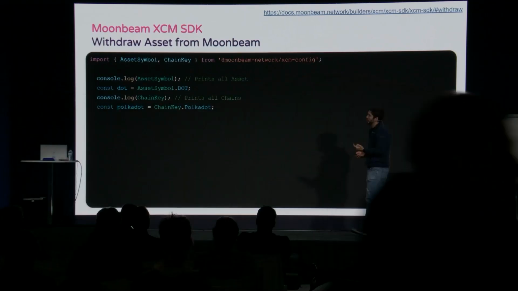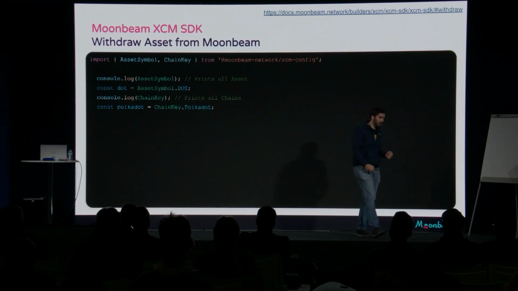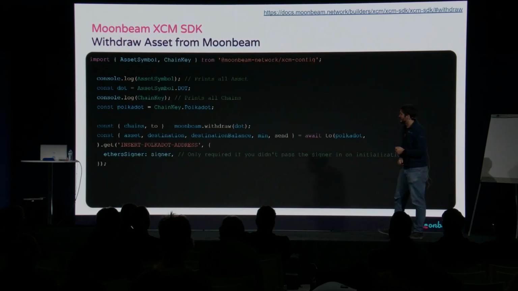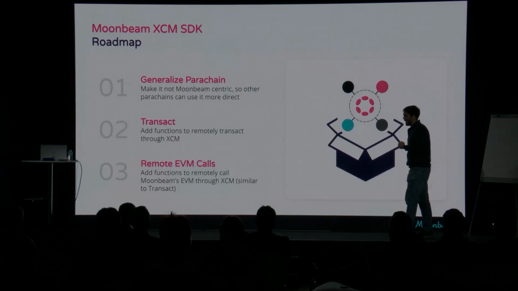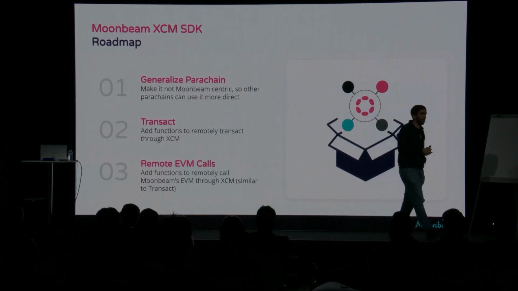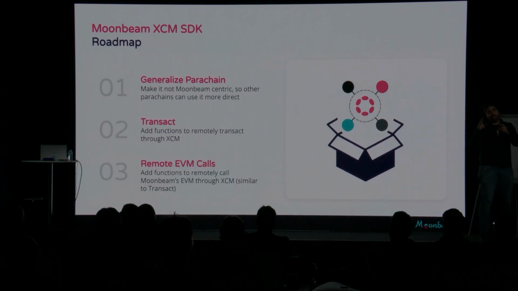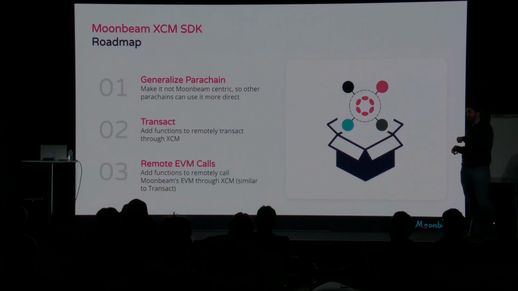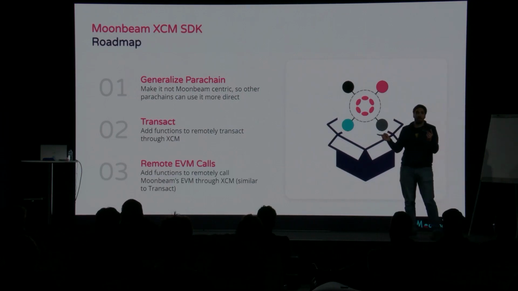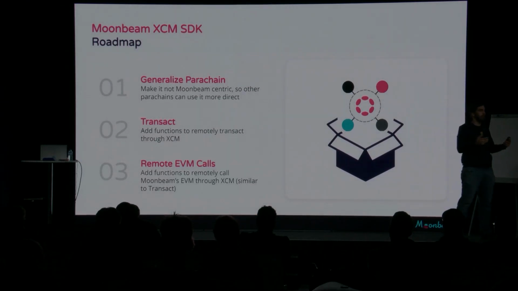I'm not going to go through the example of withdrawals, but it's very, very similar, and it's on the slides if you want to check it out later. But the SDK does have a lot of limitations that we hope we can work through. For example, it is very Moonbeam specific. If you're a parachain interacting with Moonbeam, you can use it, but it doesn't work for two parachains that are not Moonbeam. We understand that this is a limitation because the idea is to make these tools generic so that any team can use them.